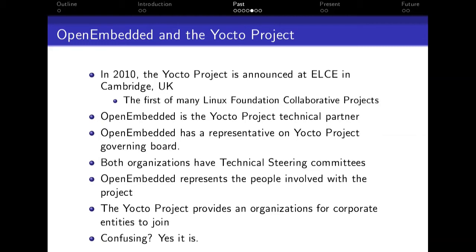Because of the way things have evolved, we've ended up with two technical steering committees, and there's a certain amount of hand-waving about what each one is responsible for.